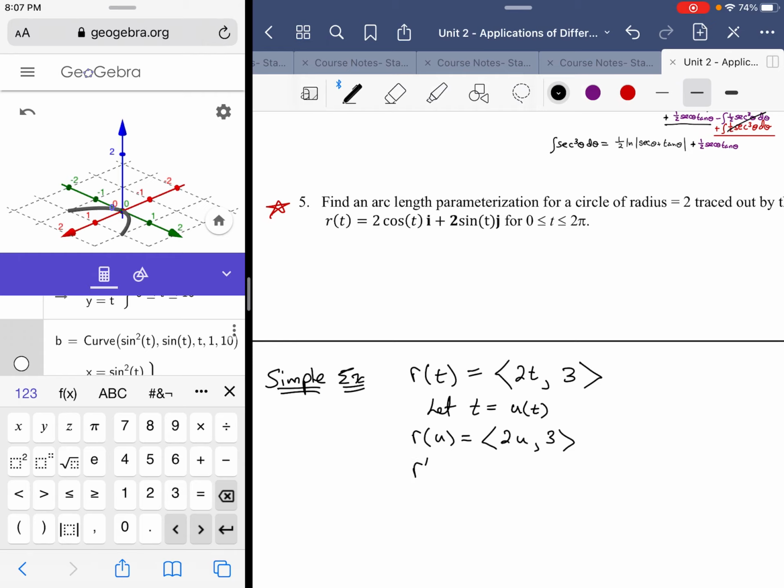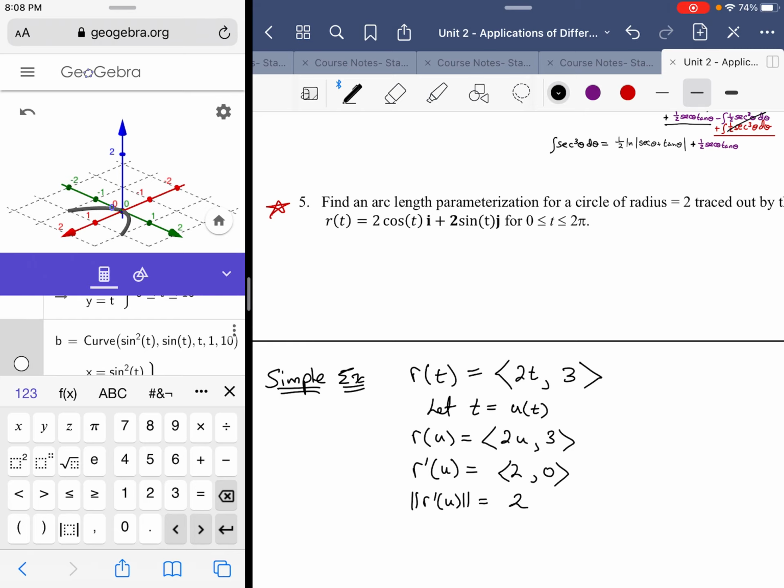r prime of u would just be equal to 2 comma 0. All right, if I want the magnitude, that's pretty nice, because that's right along the x-axis. So that's just going to be a 2.